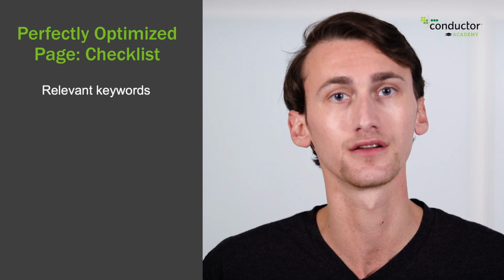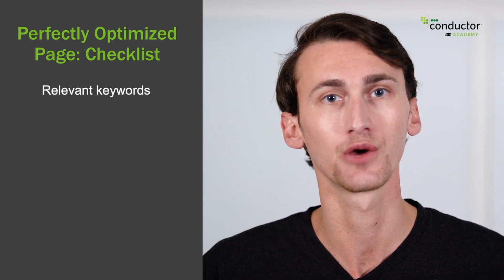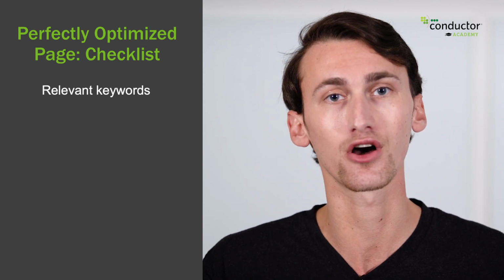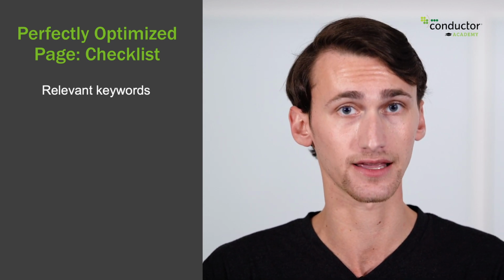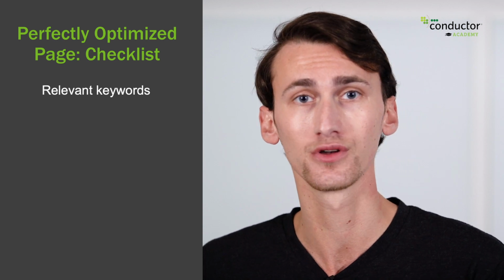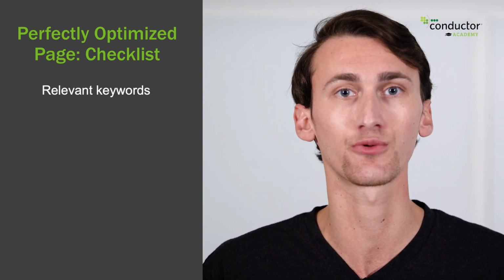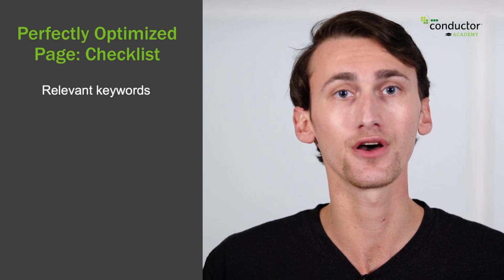By relevant, I mean that we want to make sure that a user typing in this query is actually looking for our content. Once we find these relevant keywords, we need to make sure that we're placing them in the appropriate places. So the most important thing on the page is the title tag. This really tells Google and the user what the page is about. This is where we will put our primary and secondary keywords.